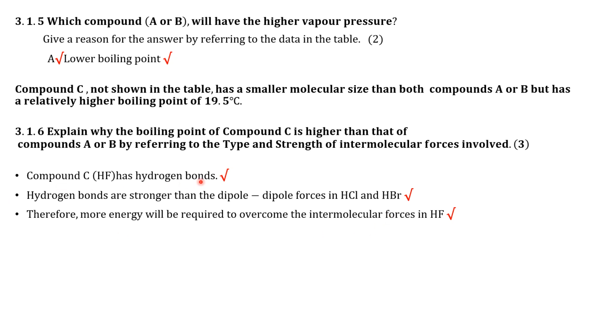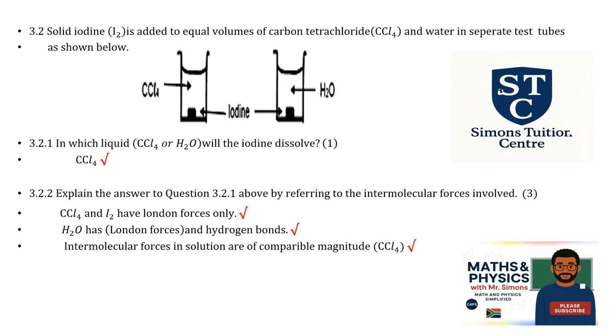So compound C has hydrogen bonds. Hydrogen bonds are stronger than dipole-dipole forces in HCl and HBr. Therefore, more energy will be required to overcome the intermolecular forces in HF. I hope that makes sense. Alright, let's go look at the last set of questions.